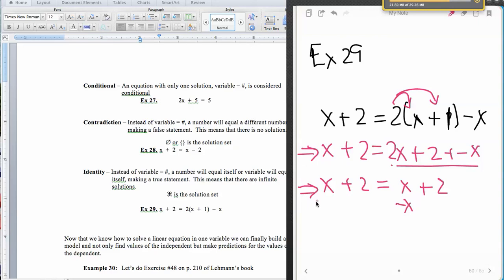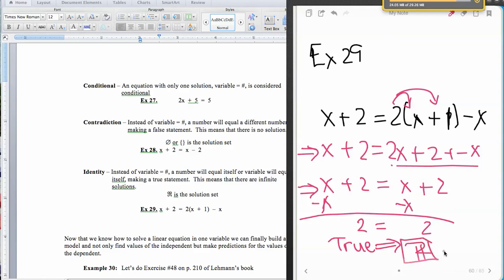So we'll add a negative x to both sides. And so now we have that x plus negative x is 0. 2 plus 0 is 2. x plus negative x is 0. 2 plus 0 is 2. And now this time we see what we have is a true statement. Now that's neither the solution nor the type of equation. It simply guides us to what this answer is, what the solution is. And the solution in this case is all real numbers.